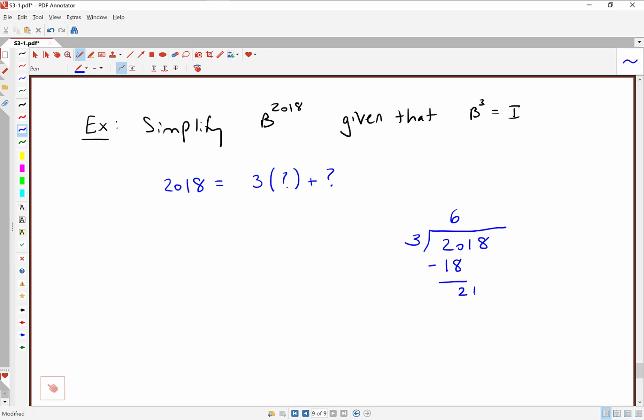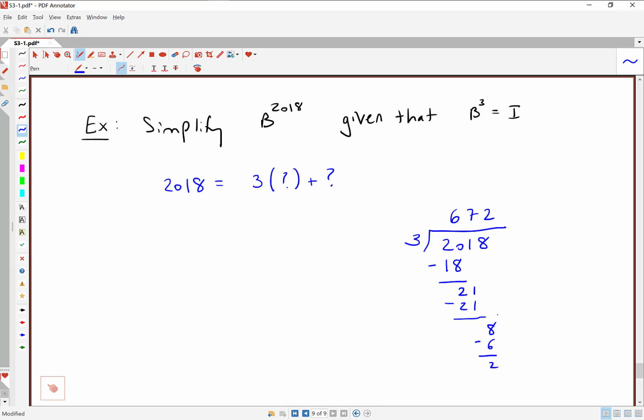And we'll bring down the next number. Okay, so 3 divides into 21 7 times. That's perfect. That leaves us with nothing, and then we'll bring down the 8. So 3 divides into 8 twice. 2 times 3 gives us 6, so that's how much we've accounted for, and we've got a remainder of 2.